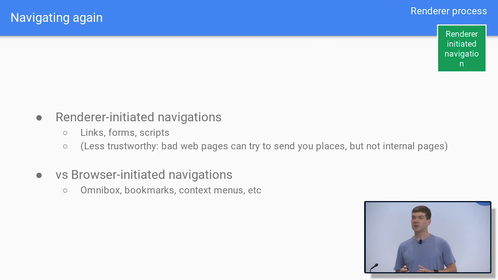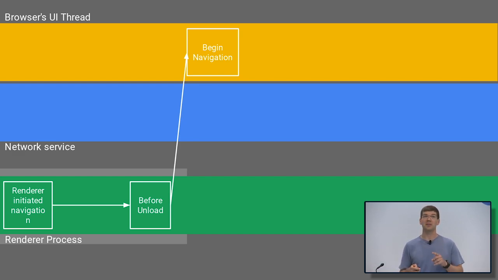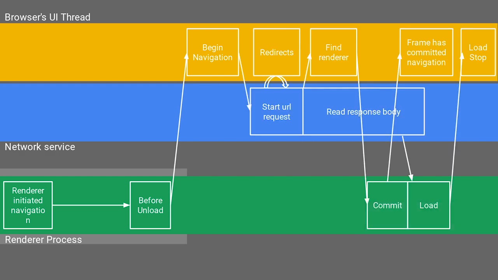Okay, so an Omnibox navigation was what we call a browser-initiated navigation. It starts from browser UI. We also have renderer-initiated navigations, which start from the renderer process. This would be when you click a link, or you submit a form, or maybe the page runs a script to assign window.location to something. We basically try to treat this as less trustworthy than browser-initiated navigations, because web pages can try to send you to bad places. The only difference in the navigation flow is that this will start in the renderer. We can run the beforeunload handler right away, but then we'll hop over, making an IPC to the browser process to actually begin the navigation. And after that point, everything continues as before.